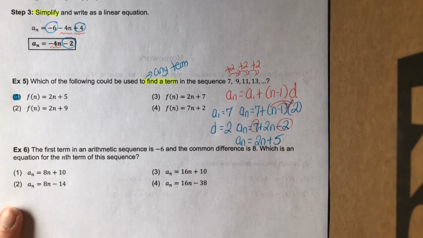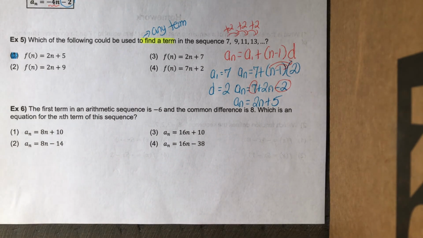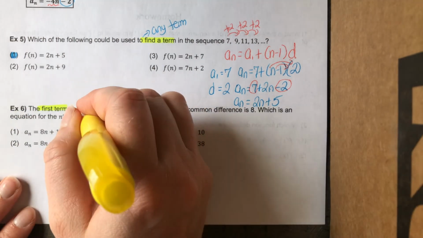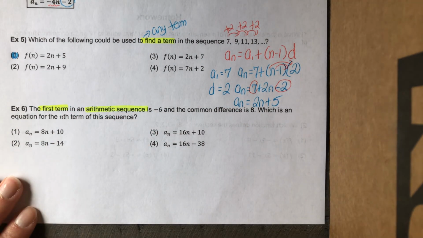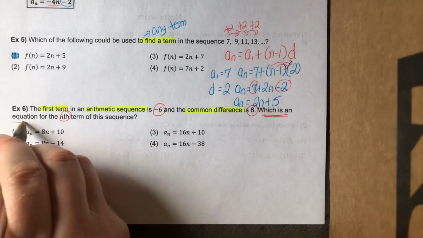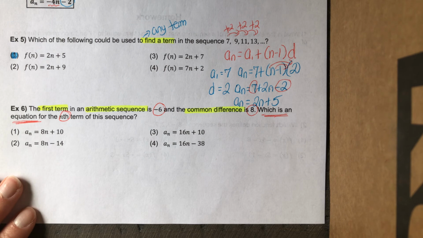Okay, and then we have example 6, which says the first term in an arithmetic sequence is negative 6, and the common difference is 8. I'm going to go back. The first term in an arithmetic sequence is -6. And I know that the common difference is 8. It says, what's going to be an equation for the nth term? So what is an equation for the nth term?